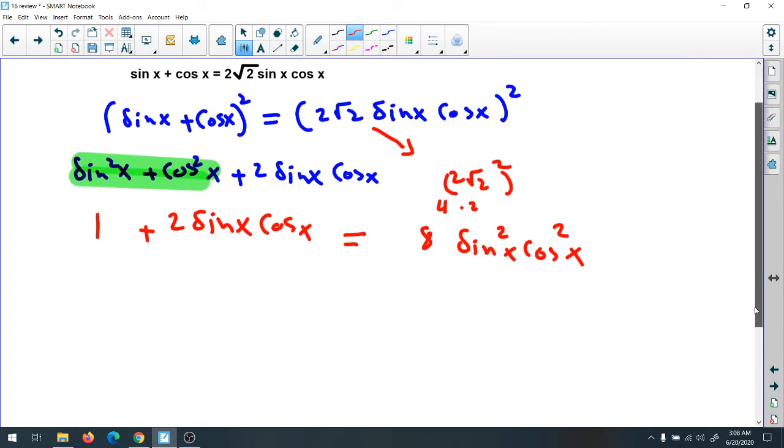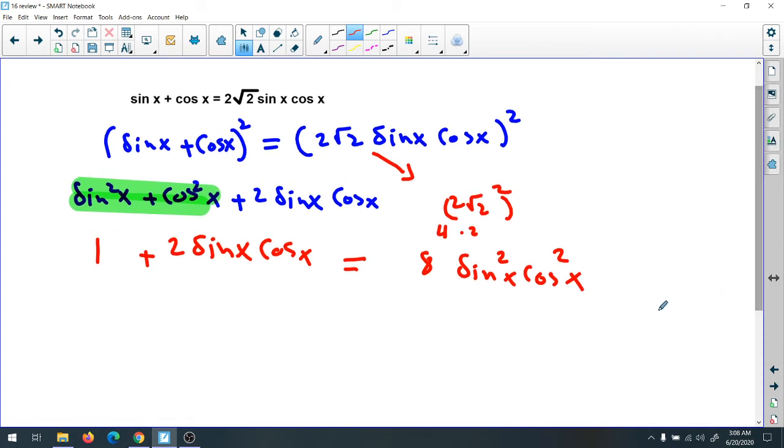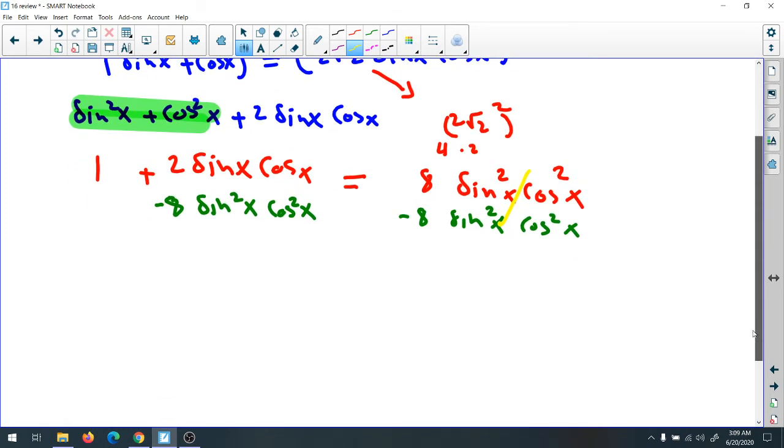It may look complicated to you, but it's not complicated at all. Look, if you want to solve the equation, just plan to make it equal to 0. So what we can do here is subtract 8 sine squared cosine squared, moving it to the other side. So the right side will be cancelled out and 0 is left. So the right side will be 0.